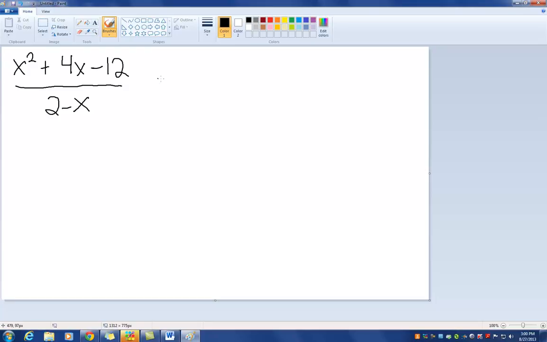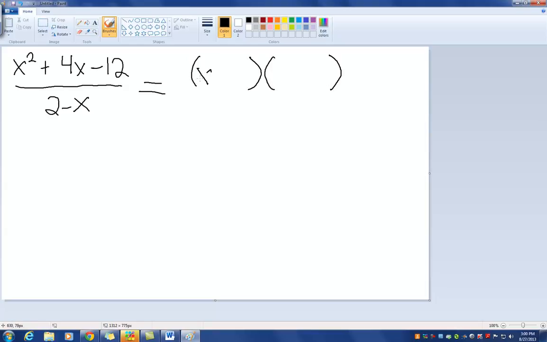Okay. Now, when fractions or rational expressions are simplified, it's when there are no common factors in the numerator and denominator. So it helps to factor them both. So in the numerator, that's reasonably straightforward.